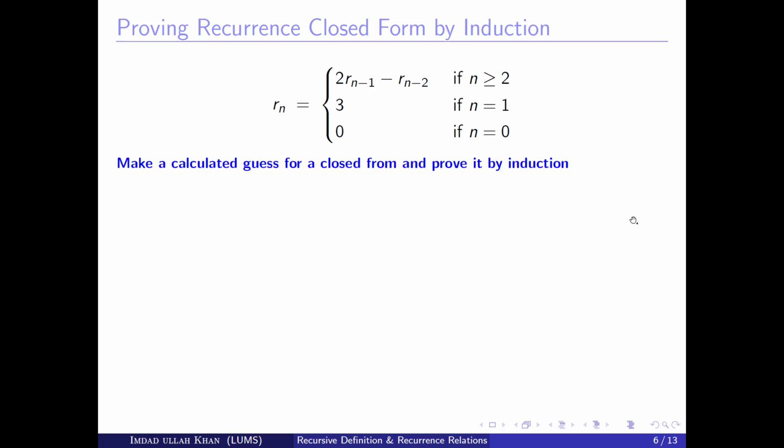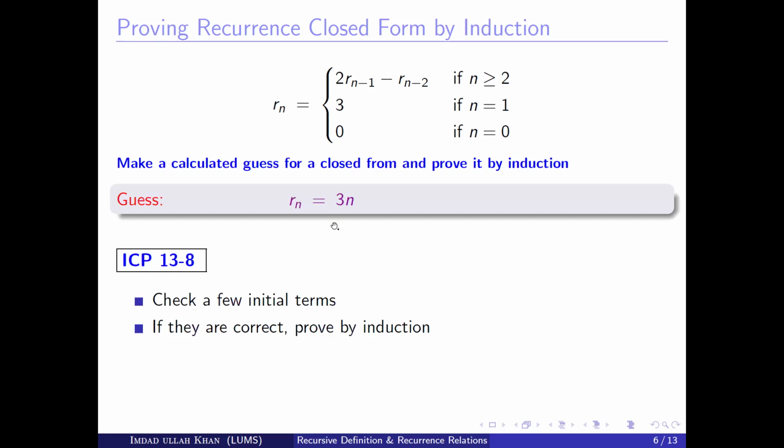And if you paused the video and made a guess on your own, you might have landed onto the solution that Rn is 3n. So your next ICP is to check a few initial terms, whether this 3n is fine with that, and if correct, prove by induction. And you should be able to prove it by induction. I would strongly suggest that you do this ICP on paper right away while watching the video, and pause the video. But meanwhile, I'm going to solve it.